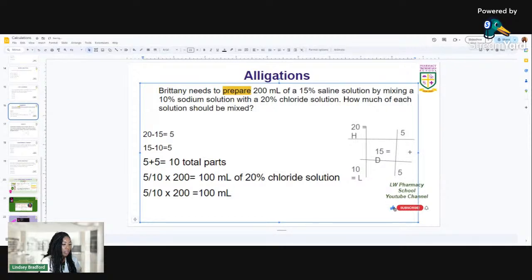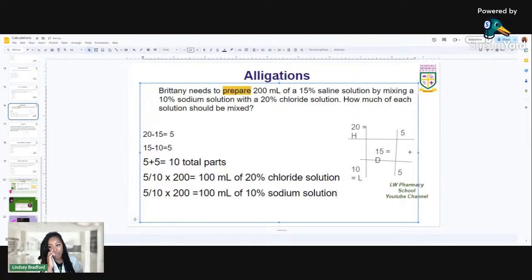Now it's 100 milliliters of a 15% sodium, or excuse me, saline solution. Nope. 10% of a sodium solution. I was right the first time. 10% sodium solution, okay? Make sure you write this down.